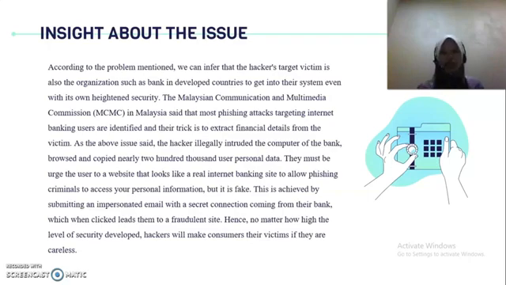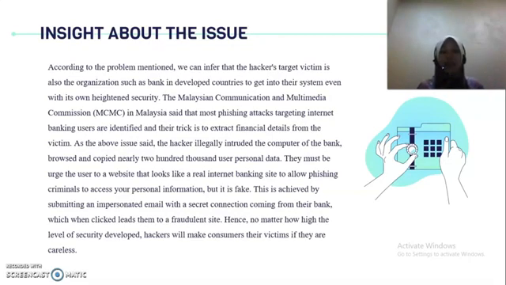The Malaysian Communications and Multimedia Commission (MCMC) said that in Malaysia, most phishing attacks target internet banking users, and their trick is to extract financial details from the victim. How? The hacker illegally intruded into the bank's computer, browsed and copied nearly 200,000 users' personal data. They urge the user to go to a website that looks like a real internet banking site to allow the phishing criminal to access your personal information, but it is fake. It's not the real website.